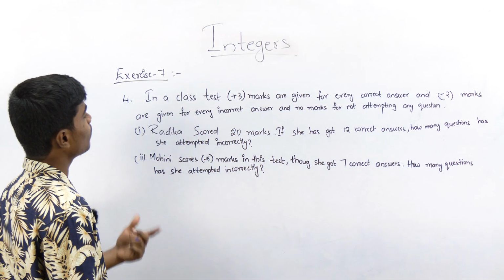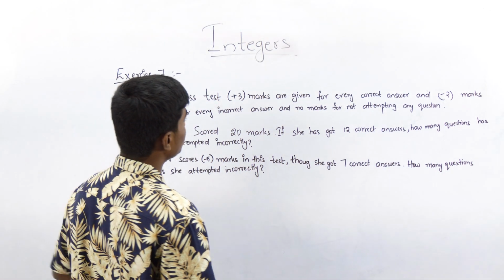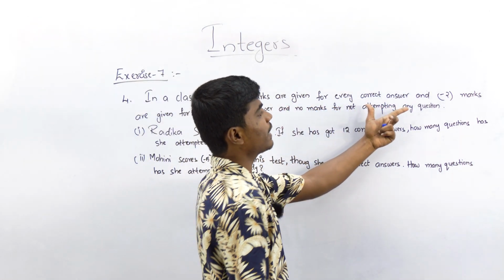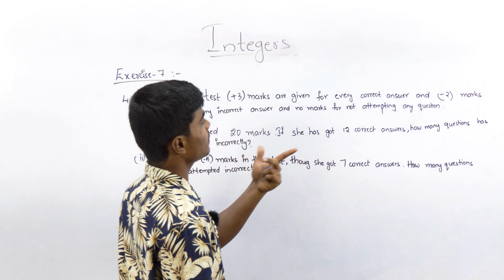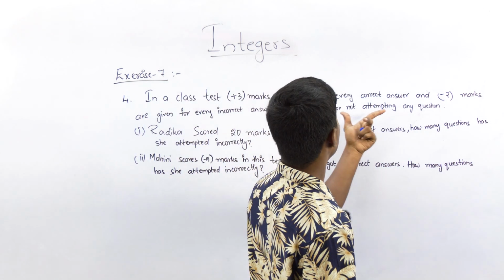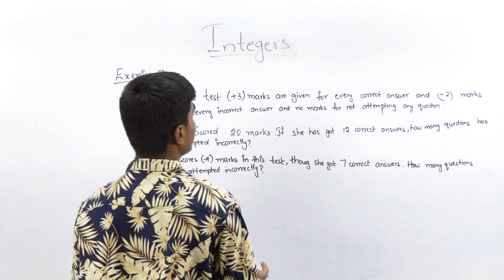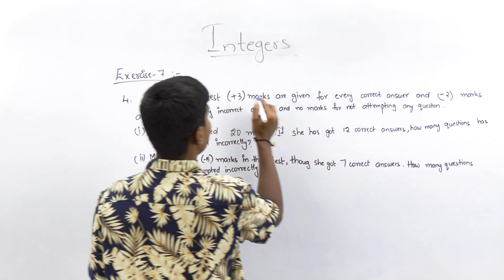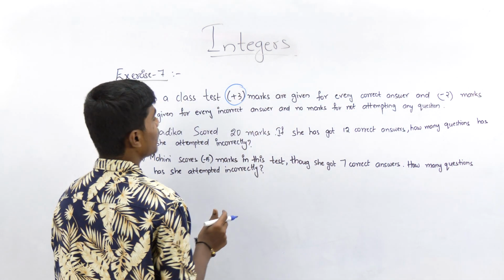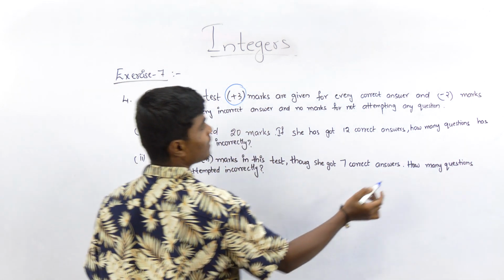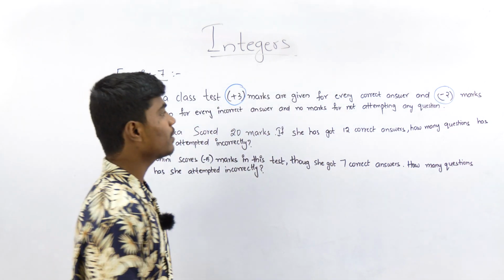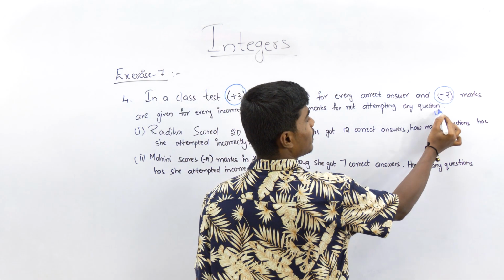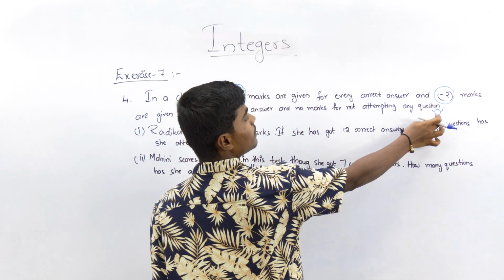Now, in the fourth problem, in a class test, plus 3 marks are given for every correct answer and minus 2 marks are given for every incorrect answer and no marks are for not attempting any question. Here, for every correct answer, the marks is plus 3 and for every incorrect answer, the marks is minus 2, and if no question is attempted, then the marks given is 0. So, no marks means 0.